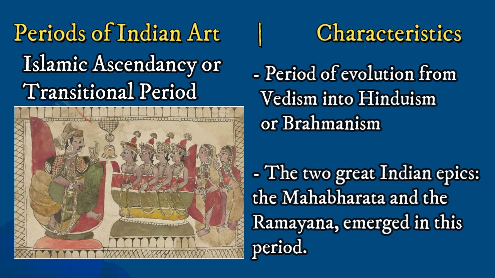Islamic ascendancy, or the transitional period. This was the period of evolution from Buddhism into Hinduism or Brahmanism. The two great Indian epics, the Mahabharata and the Ramayana, emerged in this period.